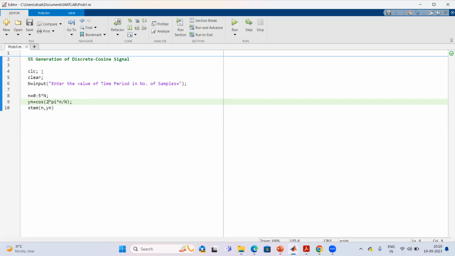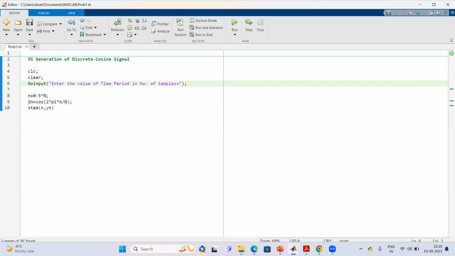So here we can see that the first line is CLC to clear the command window screen. This clear instruction we have to write for removing all the previous variables that we have generated. And here I'm just taking this time period in terms of number of samples while running this particular code. So this will be saved in the variable capital N. So this time period and number of samples will be stored in this particular variable capital N, right?